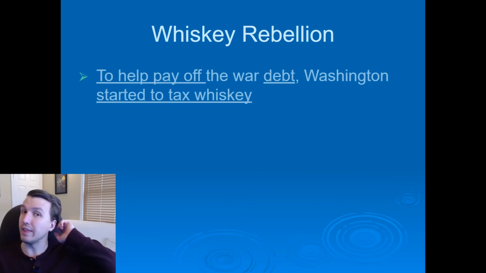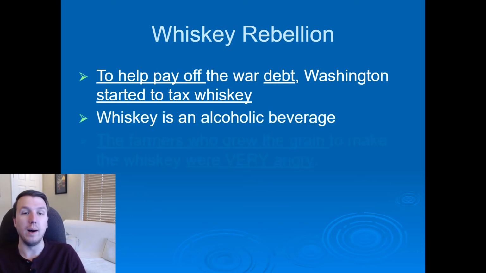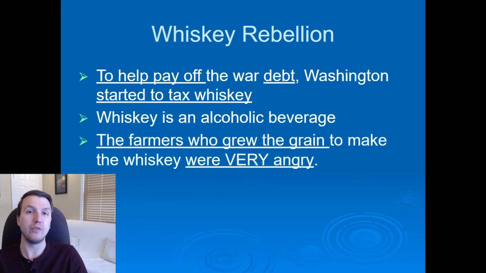All right, so the first big thing that Washington has, actually, if you want to write down Whiskey Rebellion to help you understand this, it won't be the worst idea. To help pay off the war debt, Washington started to tax whiskey. Whiskey itself is a form of alcohol. And unfortunately for the farmers, mostly in Pennsylvania, who grew the grains to make the whiskey, they were very angry.